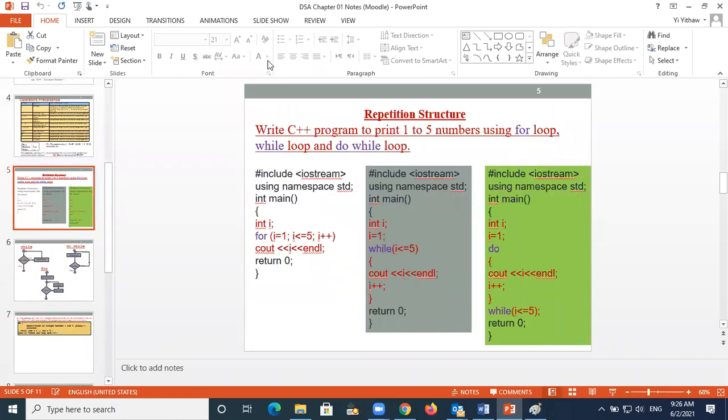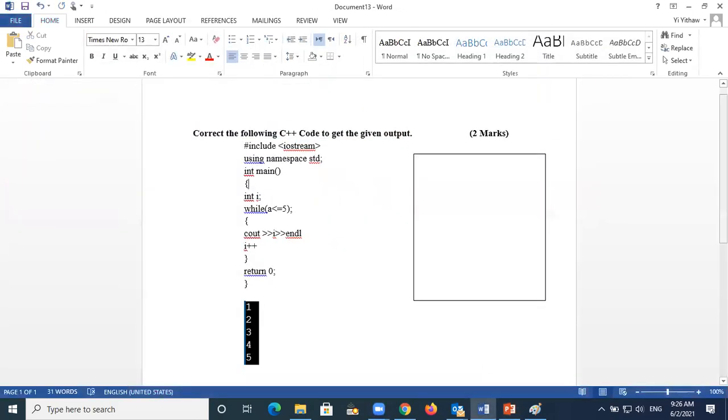The two programs mean that one program will ask you to fix the errors. This is one of the programs that I have written here, similar to this. They will say, correct the following C++ code to get the given output. The output is given here, and it is a 2 marks question. The question will be here: correct the following C++ code. You have to correct it. Where is the mistake, to get the given output?